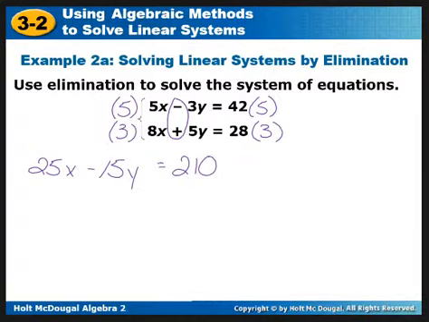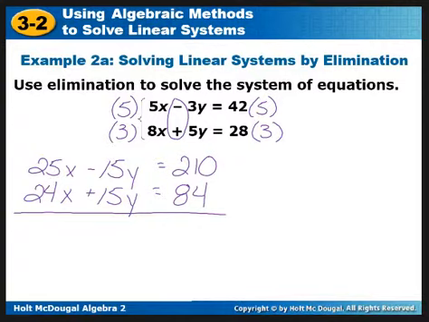Alright, and then when we multiply in the bottom, we're going to get 24x plus 15y, which is good, and 28 times 3 is going to give me 84. Alright, now you can see with this particular problem, some of the numbers get to be a little bit big. That's okay. If you need to use your calculator, go ahead and do it.